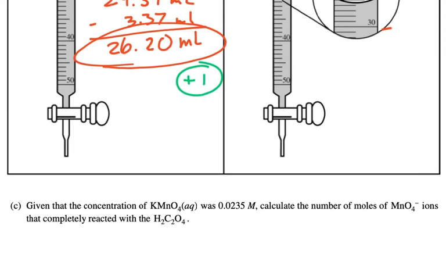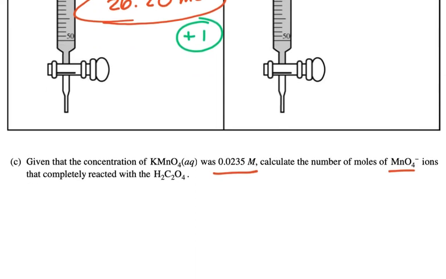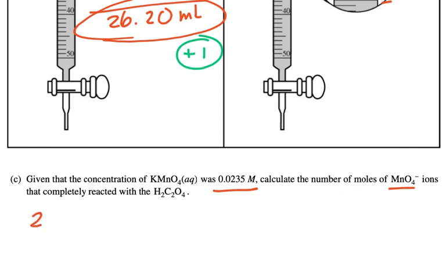Now, given the concentration of the permanganate was 0.235 molar, calculate the number of moles of the permanganate ions that completely reacted with the oxalic acid. So we have our number up here, 26.20, so we're going to start with that. And molarity, I'm going to use that as a conversion factor, but that's moles per liter, so I need to change my milliliters into liters, so I know that in 1 liter there's 1,000 milliliters.